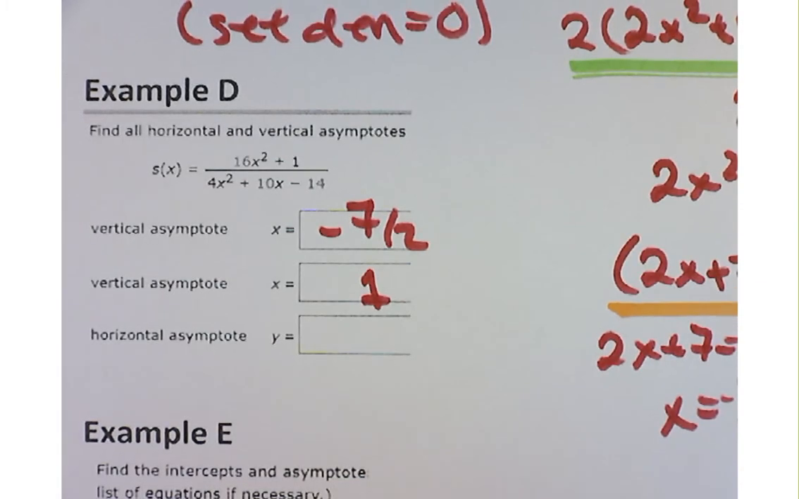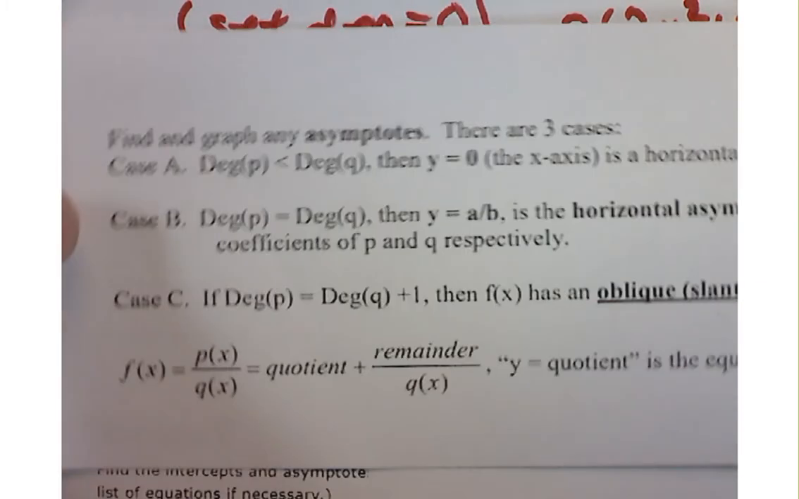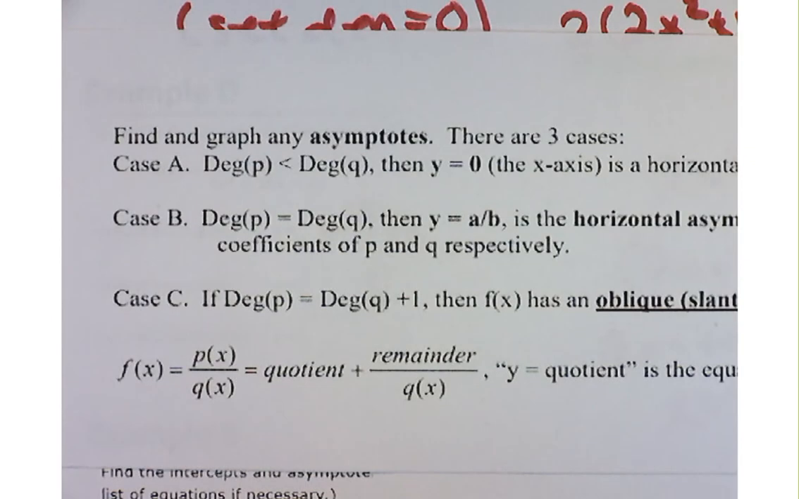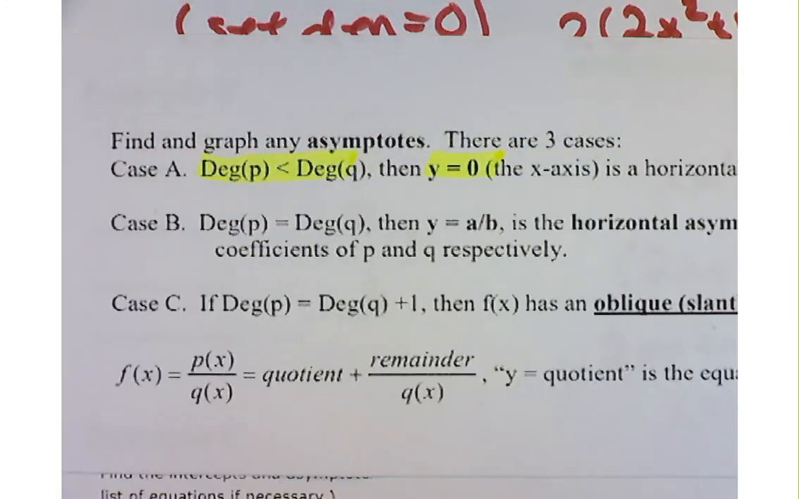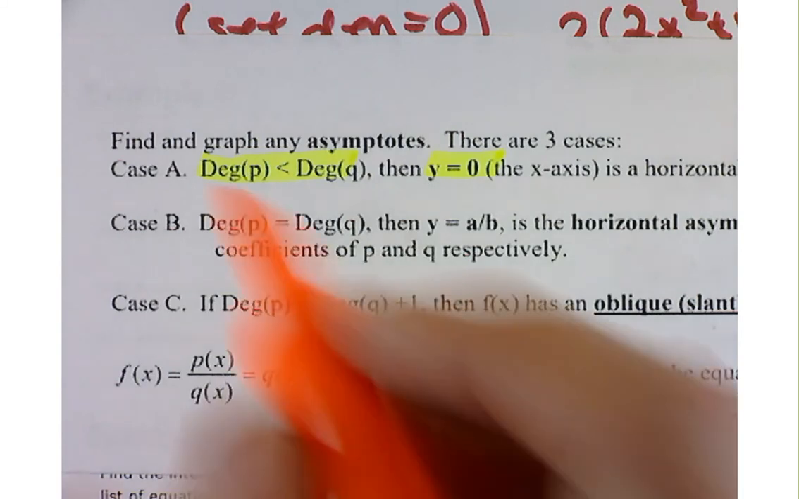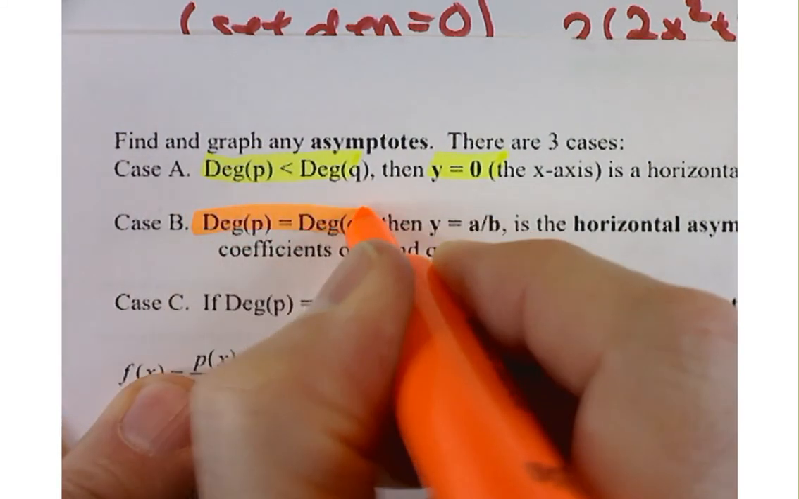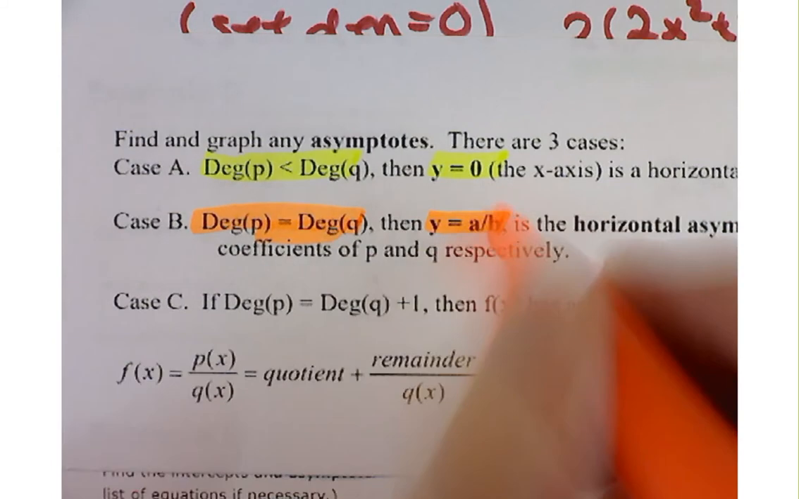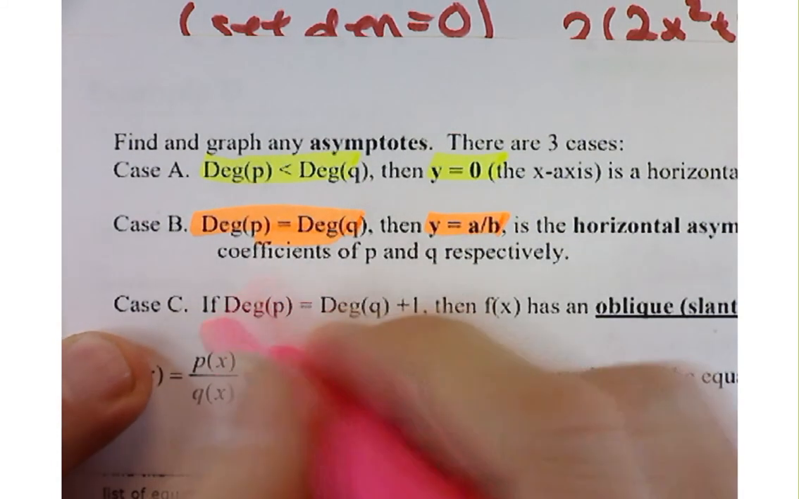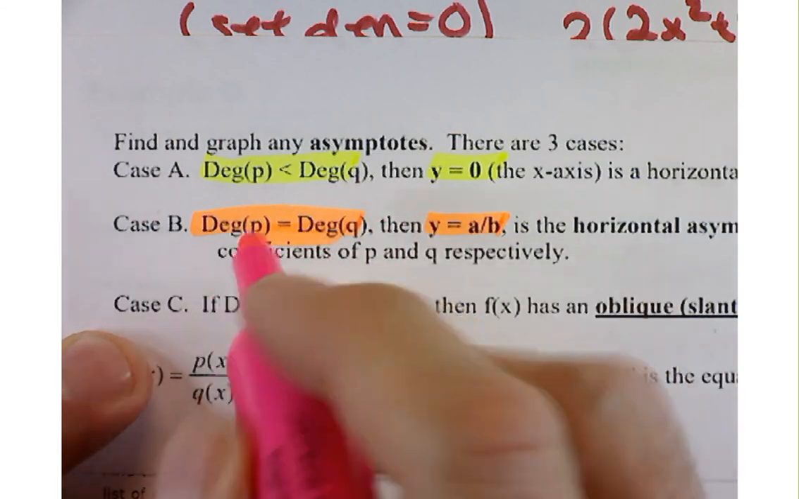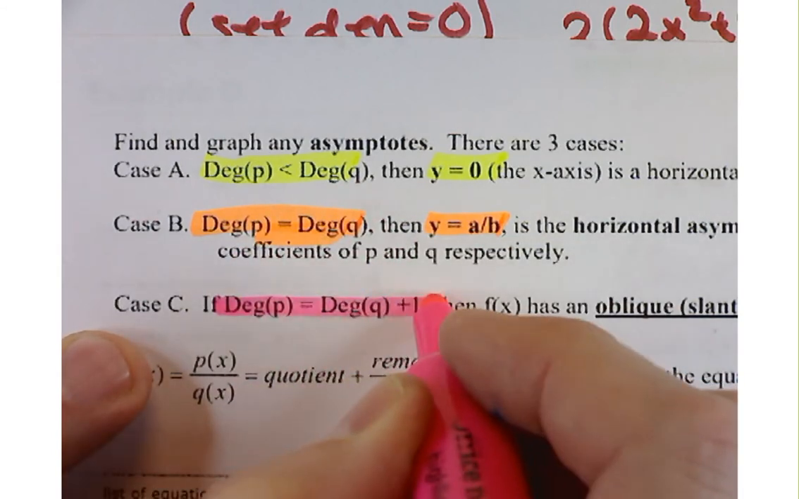Which case are we dealing with? We have the three cases. Is it the case of the degree of the numerator is less than the degree of the denominator? So y equals 0 is our solution. Case B. All right, case B, they're equal, so it'd be the ratio of the leading coefficients. And then there's case C, which is a lot more work. But fortunately, we won't have to worry about that until the very end of the section.